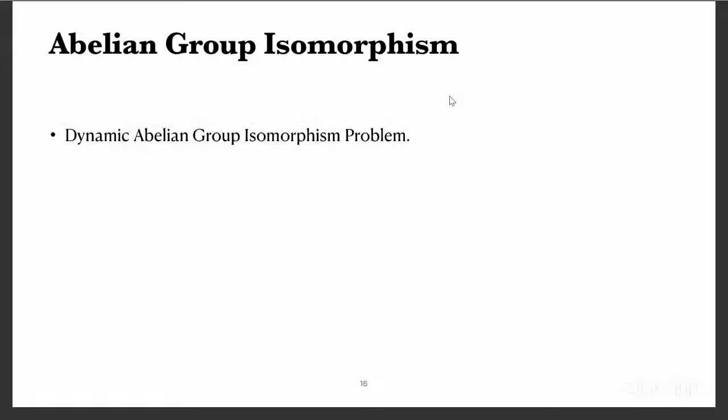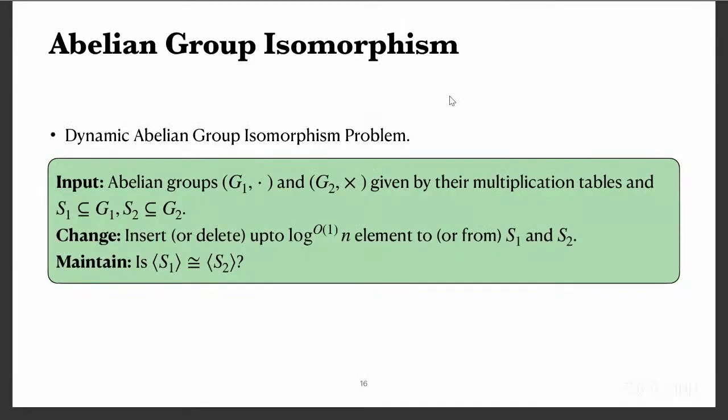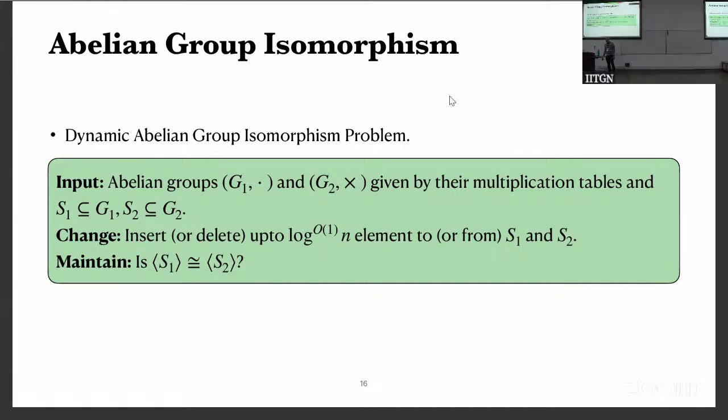Now moving on to abelian group isomorphism. So we are given two abelian groups, G1 and G2, with different multiplication tables, and you want to insert polynomially many elements into them, and you want to maintain whether the two groups are isomorphic after the changes. And the changes are sets, of course.